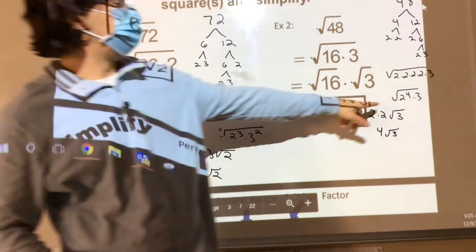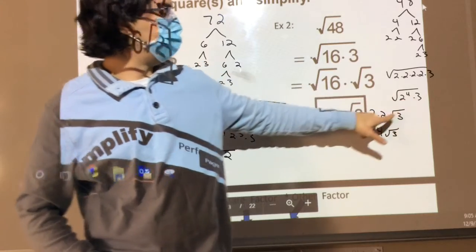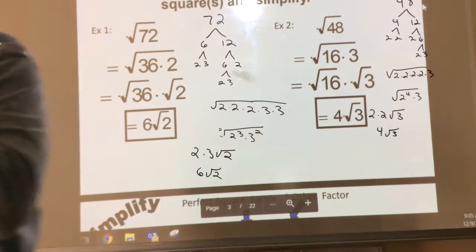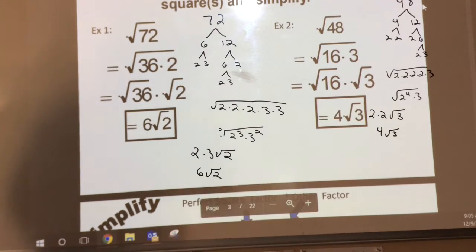So like right here, I had 4. And that's why I pulled out two 2s. So if there had been 5, I would have pulled out two 2s and left one 2. Okay? Now, let's look at some more. Yeah, what's up, Georgia?